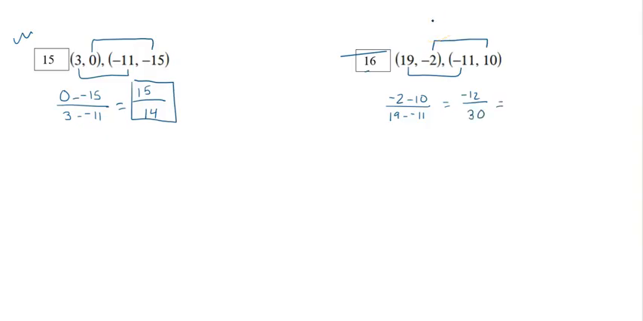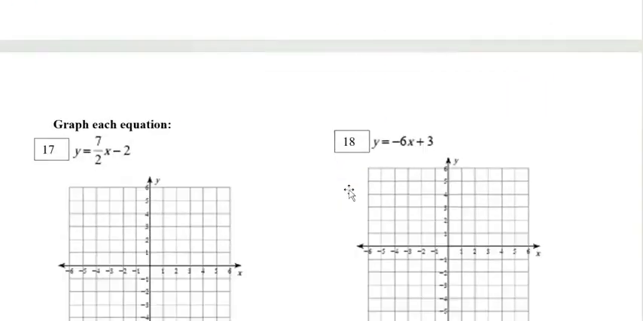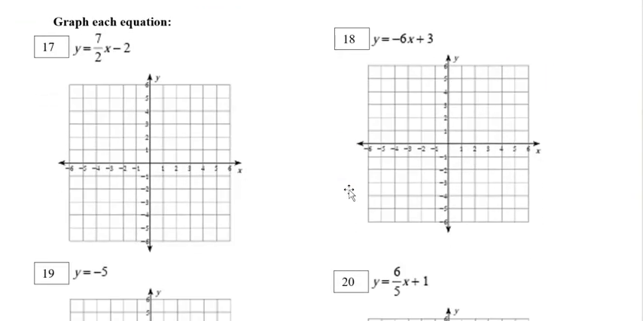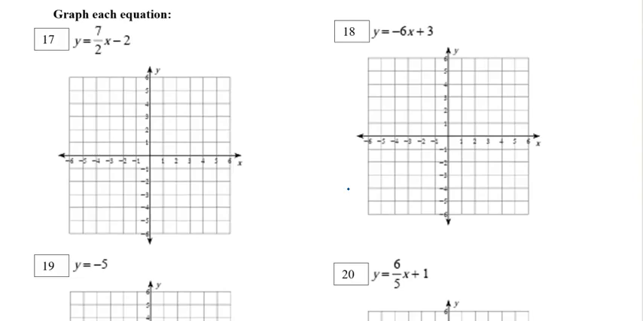Okay. Negative 12 over 30 can simplify to negative 2 over 5. Both of those are divisible by 6. Or if you're using Desmos, it can simplify that fraction for you. All right, moving on to page 3. Now we are graphing.